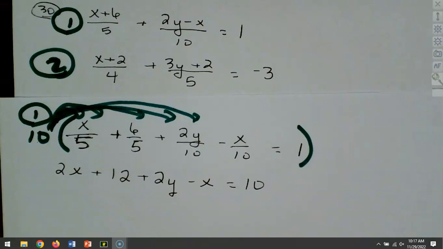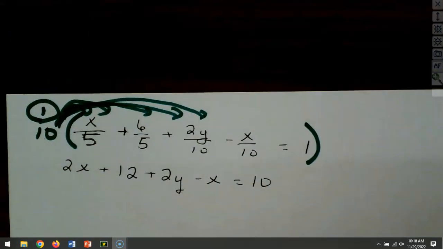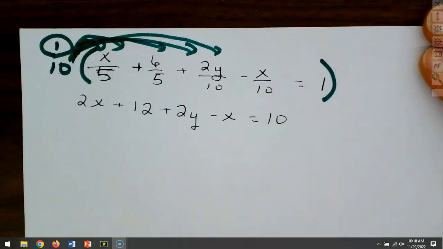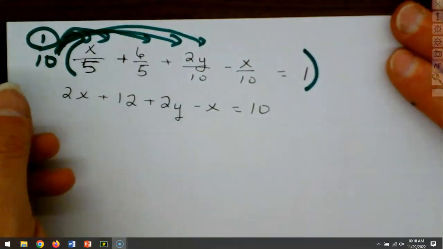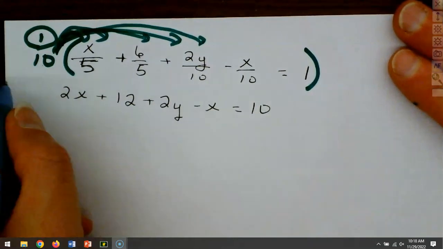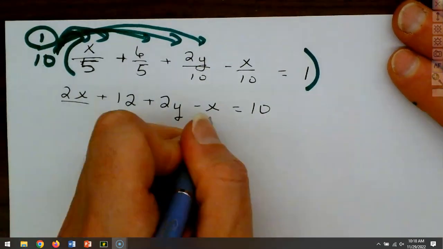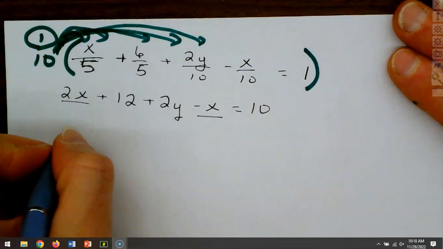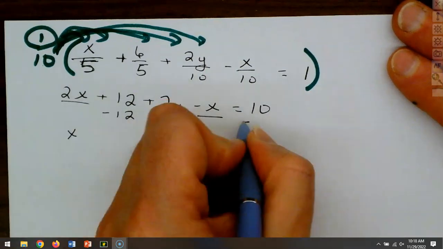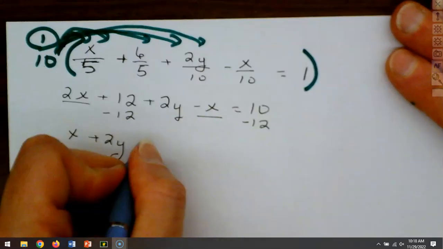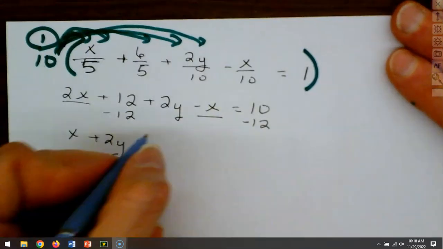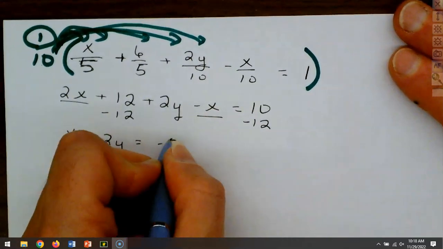Clean it up. Get the x's and the y's on the left-hand side, and then we'll work with the second equation. So go ahead and clean this up. I'm just going to write the x's first. We'll put the x's together and move that 12 over. So we've got 2x and a minus x. That leaves you with an x. I'm going to move the 12 over. And we've got a 2y, so that's there. And the 12 goes over, and that makes that now a negative 2.